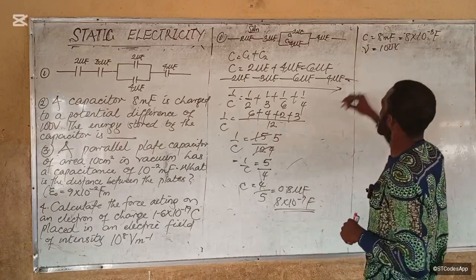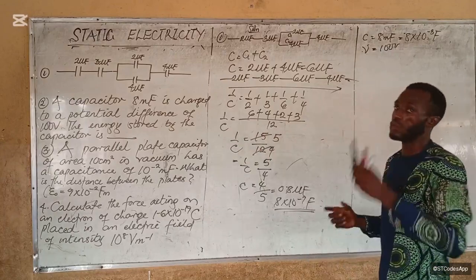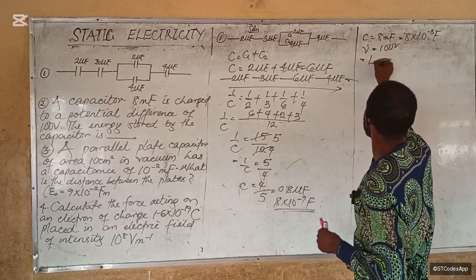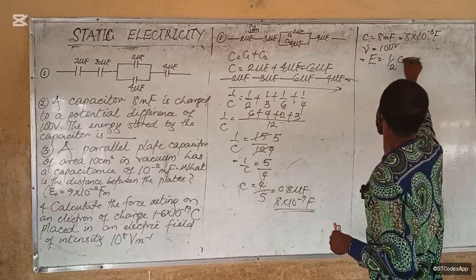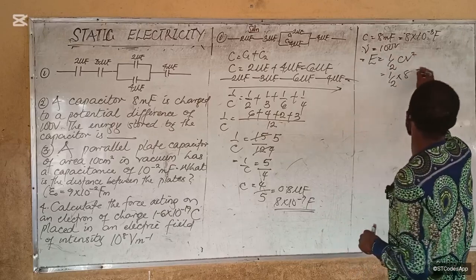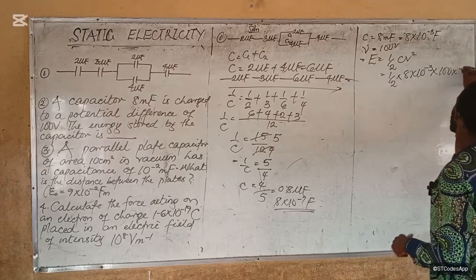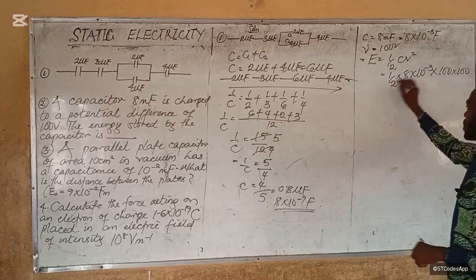100 volts. It now says the energy stored in the capacitor. So remember our formula, energy stored equals half CV squared. This equals 1 over 2 times C, which is 8 times 10 to the power minus 3, times V squared, 100 times 100. Is that okay?